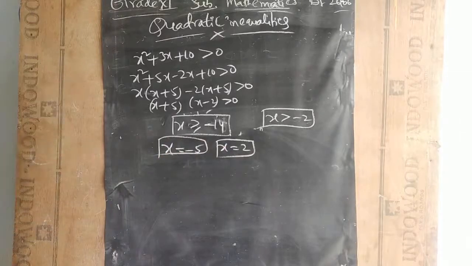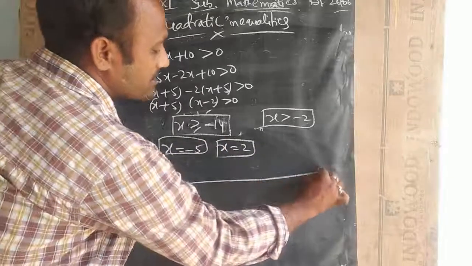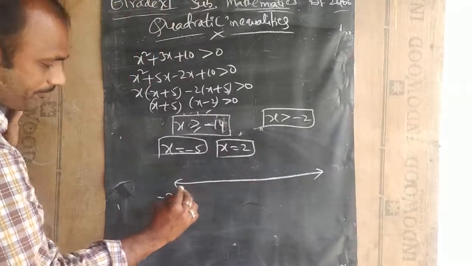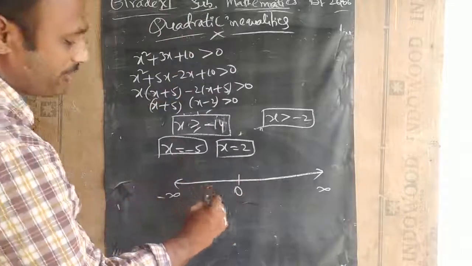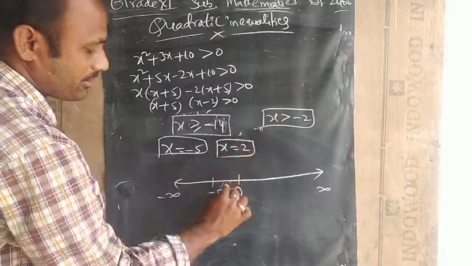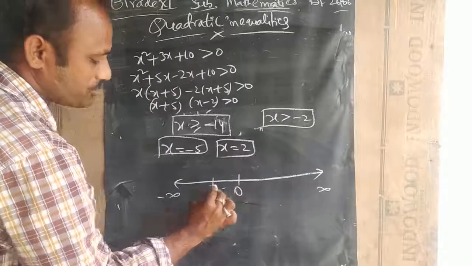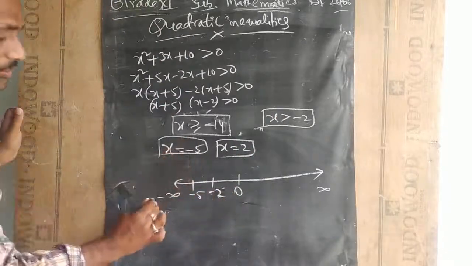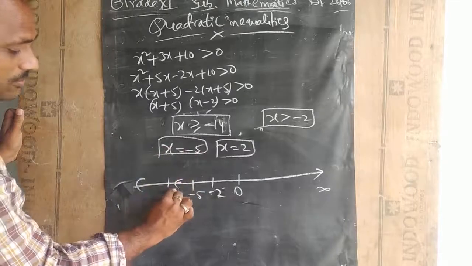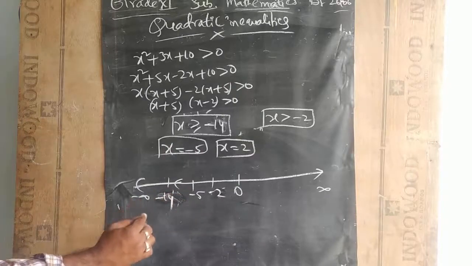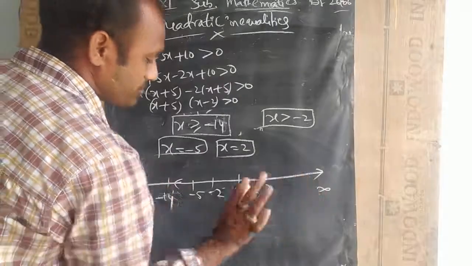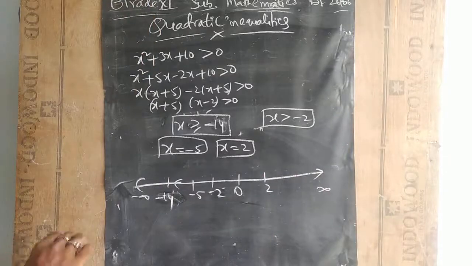Now let us plot this on the number line and check which solution is correct. If I take a number line from minus infinity to plus infinity, and this is 0. So first minus 5, here it is minus 5. Next minus 2. Okay, let me write here minus 2, then minus 5. Next we have minus 14 also. So here minus 14, here minus infinity, and here it is plus 2. So these are the values which you have plotted.